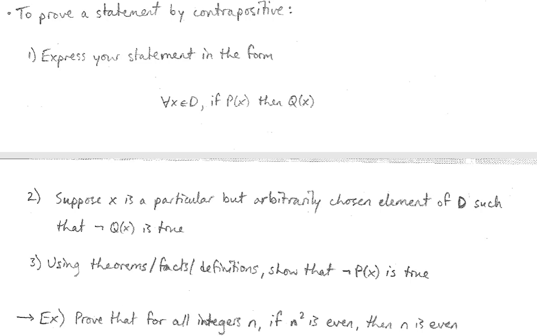So that's the sort of backdoor way that we show that a conditional statement is true. If you can show that its contrapositive is true, then you're showing that the other equivalent statement, the statement that you are given, is true.